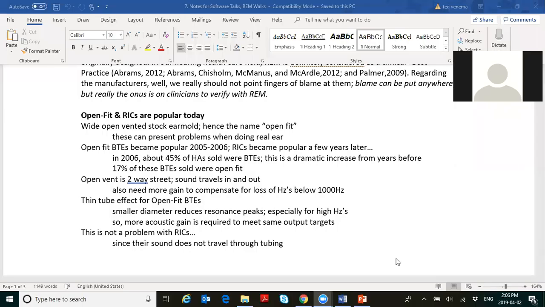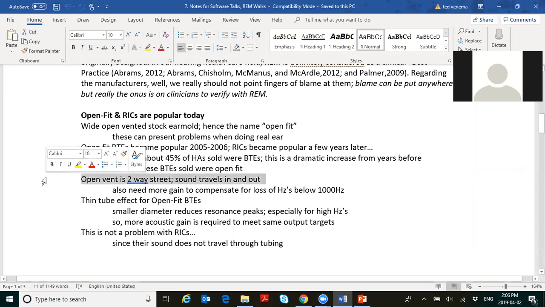So here we go. Share a screen once again, go to our notes. Open vent is a two-way street. Sound can travel in and out of an open vent. You also need more gain to compensate for the loss of frequencies below 1,000 hertz. Thin tube effect for open fit BTEs. You've got a thinner tube, so that's for the thin tube I showed you, not for the RIC. The smaller diameter of tube, of course, is going to affect the highs.